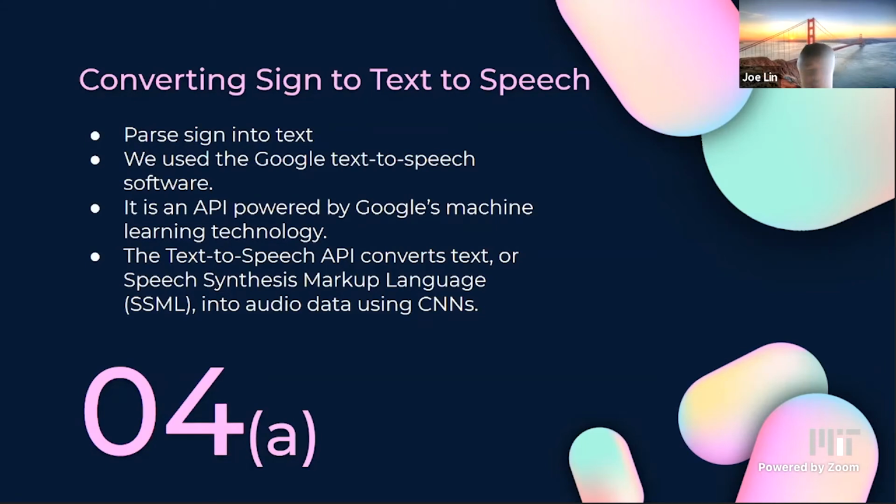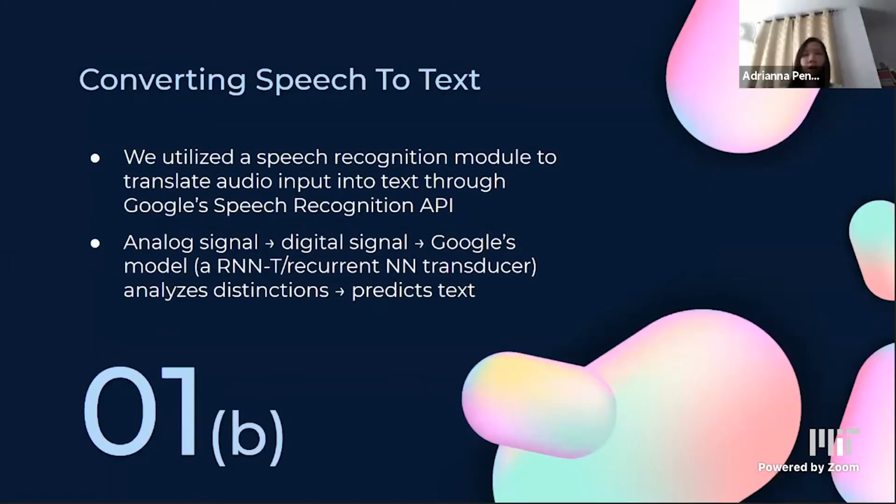And this is an API powered by Google's machine learning technology. The text-to-speech API converts the text into something called SSML, or speech synthesis markup language, and it turns it into audio data using CNNs. Onto the audio or text to sign portion, similar to converting text to speech.